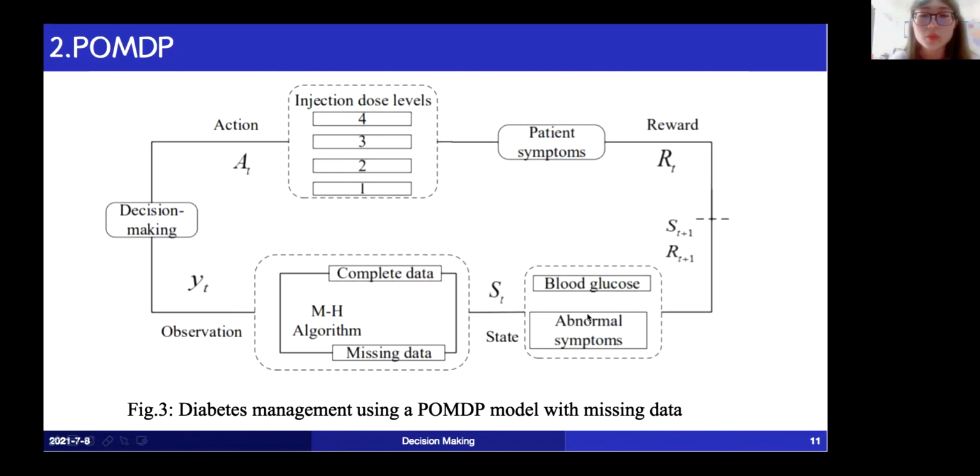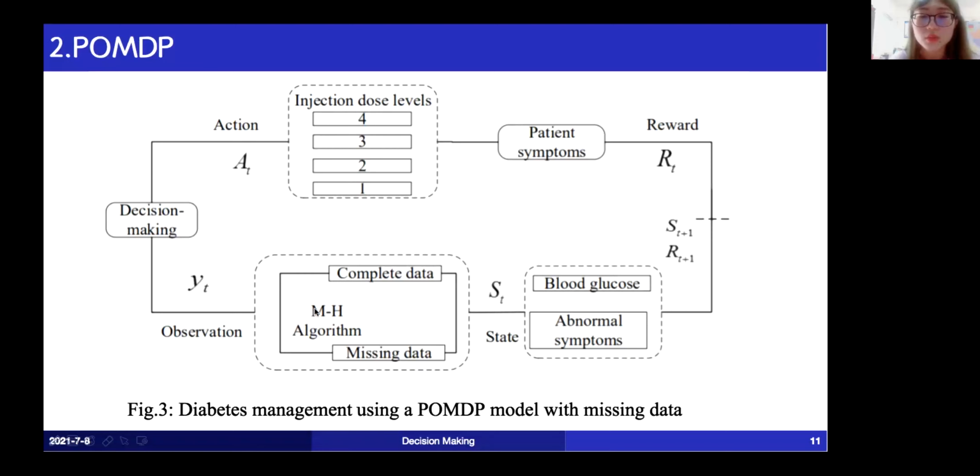Figure 3 is a framework that shows the diabetes measurement process by using a POMDP model with missing data. The observation YT refers to the blood glucose levels but with missing records. The blood glucose levels are divided into 4 intervals. The observations in these intervals are denoted as Y1, Y2, Y3, and Y4. For example, the observed blood glucose value is 12.88 at t equals 0, and the corresponding observation takes Y3.